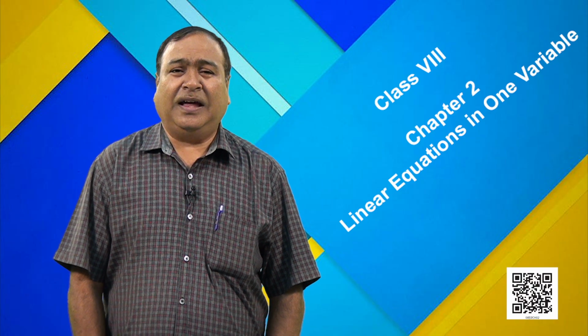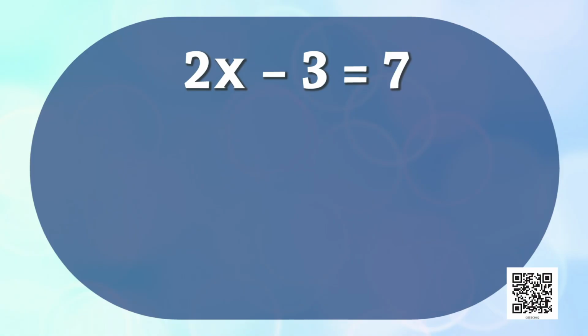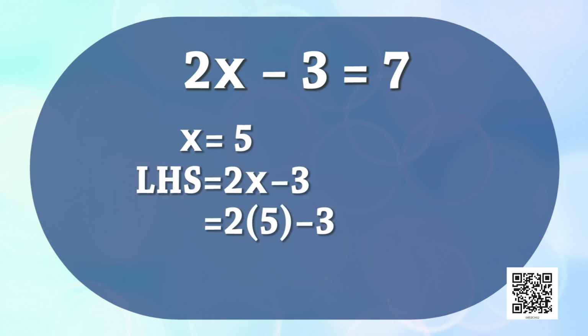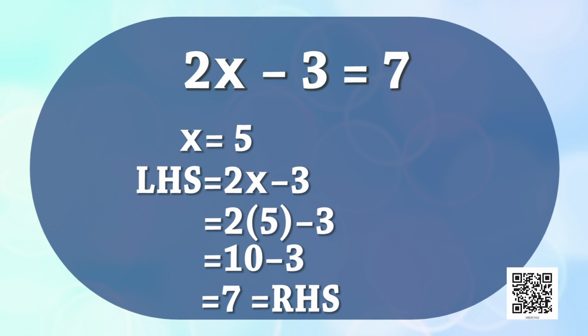Now, let us consider another equation. Consider 2x - 3 = 7. Suppose you put x = 5 in this equation. Then the LHS, that is 2x - 3, becomes 2 times 5 minus 3, that is nothing but 10 - 3, which is equal to 7, which is equal to the right hand side.